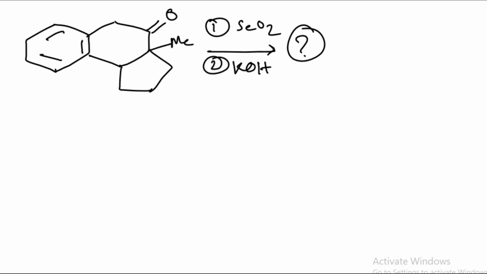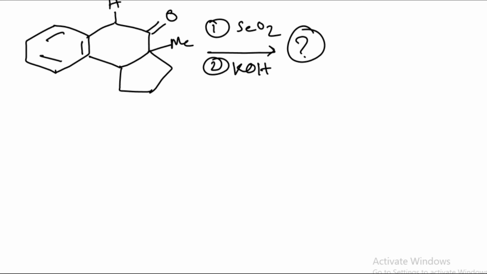Okay, in the next question again, here you can see that this hydrogen is very much activated due to the conjugation with carbonyl and also the conjugation with the phenyl ring. Due to this reason, this hydrogen is an active methylene hydrogen, and again can be oxidized by selenium dioxide, and you can get a product which is the diketo form.